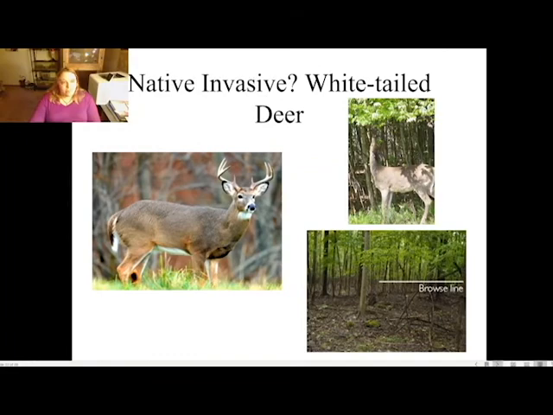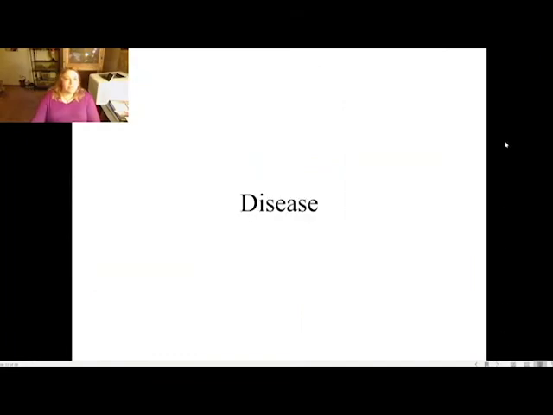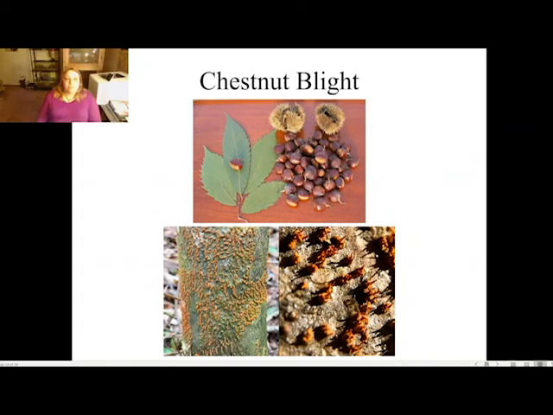So now I want to go on to disease. Particularly, we're going to be looking at diseases that humans have helped spread in some way or another throughout wildlife. So the first one is the chestnut blight.